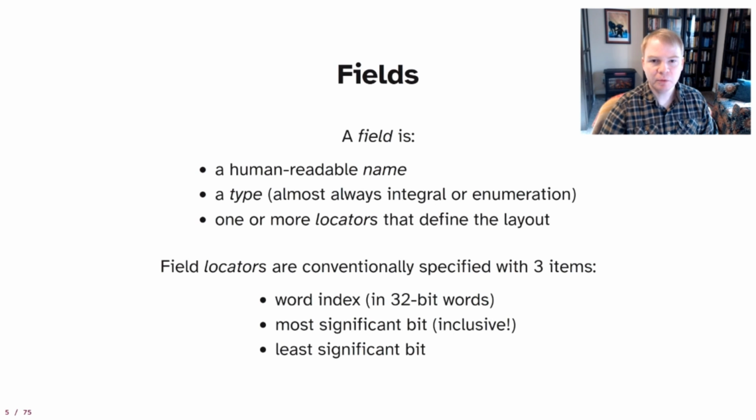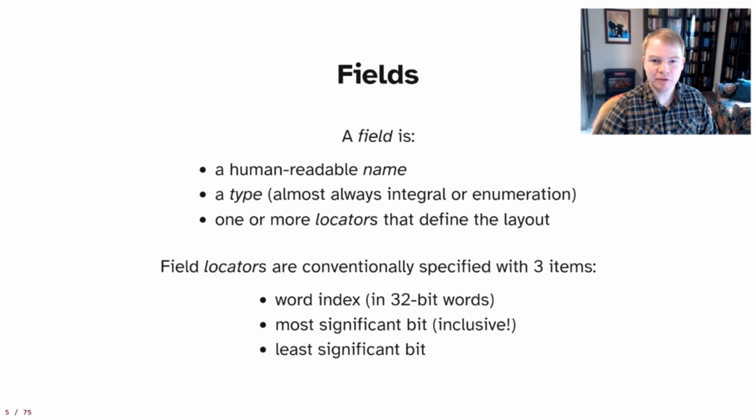We can define a field by giving it a name and a type. That type is its API type, if you will, the type the field presents to the outside world. For our purposes, it's almost always a fundamental type and trivially copyable. And then we need to specify where the field lives in the data layout. Conventionally, we do this with the word index in the message and the span of bits within that word. Notice here that the bit range includes both the least significant bit and the most significant bit.